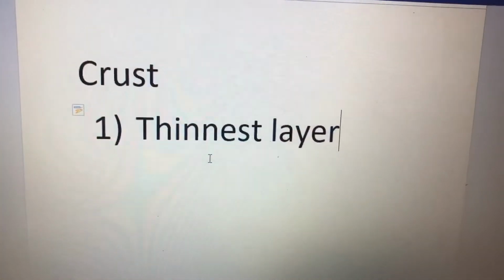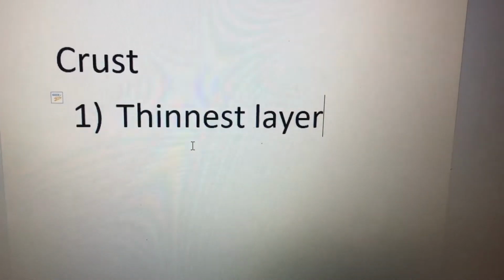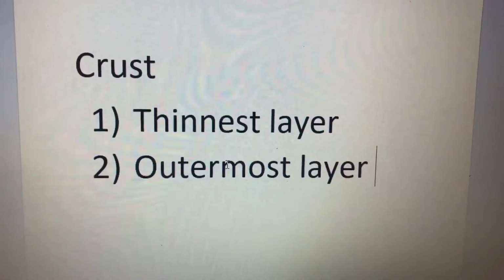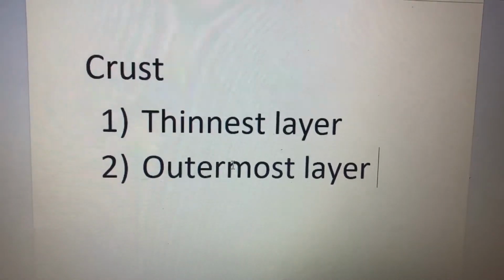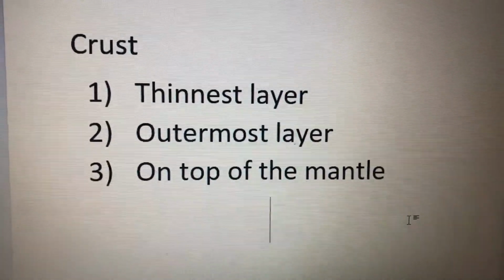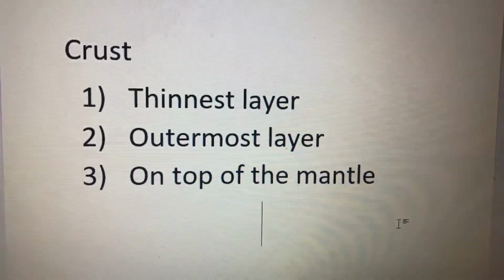So let's make a list. I have a little list here. I'm sure you do too. So let's make a list of a few things that we've learned about the crust, which is the outermost layer of the planet. The first thing that I wrote here is that it is the thinnest layer, okay? The thinnest layer. For number 2, I put that it is the outermost layer. So you should do that too. So the thinnest, the outermost. For number 3, I wrote that it is on top of the mantle. It is important to know that too, and you will see why.